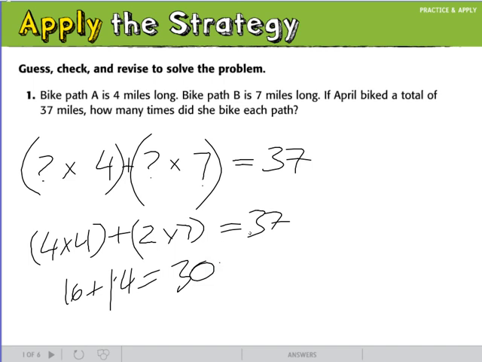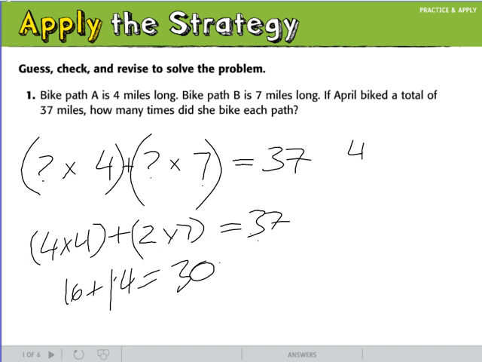Is that equal to that? No. Do we know what the difference is? What's the difference between 37 and 30? 37 is more. 7 more. Can we make 7 more here? Yes. 7 times 3. I figured it out. 7 times 3.